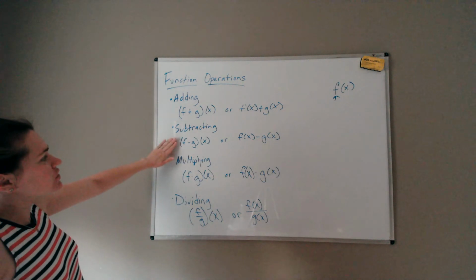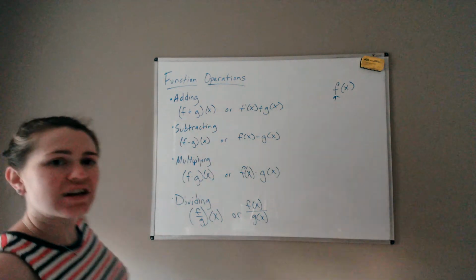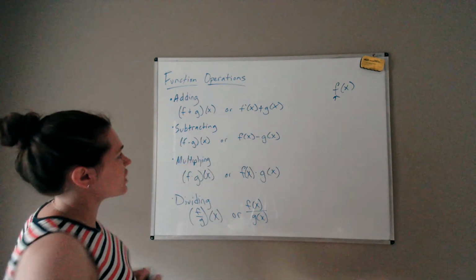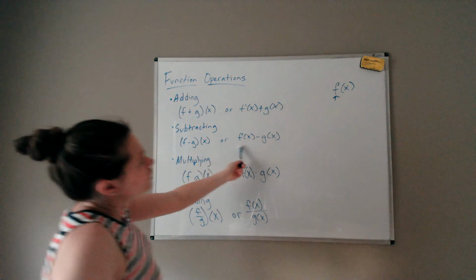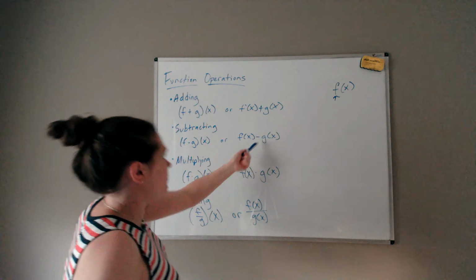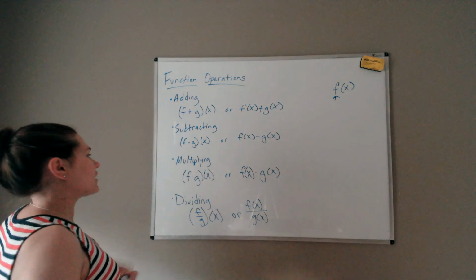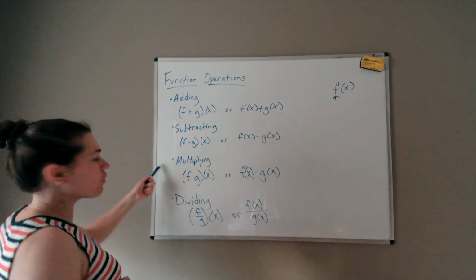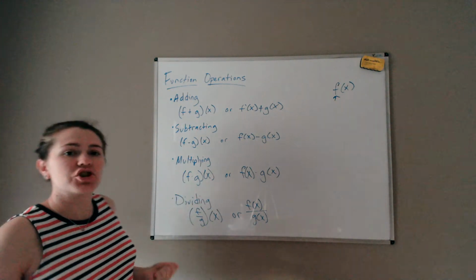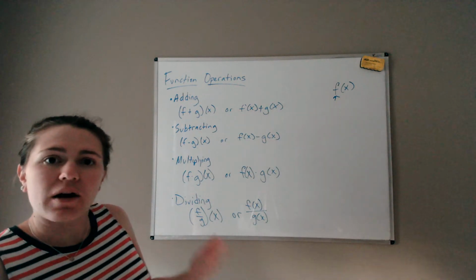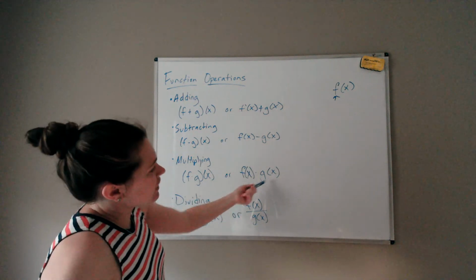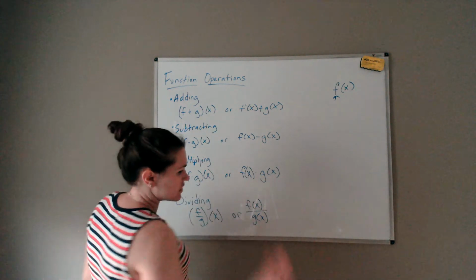Subtracting, if you see this, it means your new function's name is f minus g of x. It came from taking f and subtracting g. So you could see it like this, or you could see it like this, but they both mean you're subtracting, okay? You're taking g from f when it says f of x minus g of x, or f minus g of x. Multiplying, okay, f times g of x, its name is f times g. That's because it was made by multiplying the function f by function g, or you could just see it as f of x times g of x. These two expressions mean the same thing.